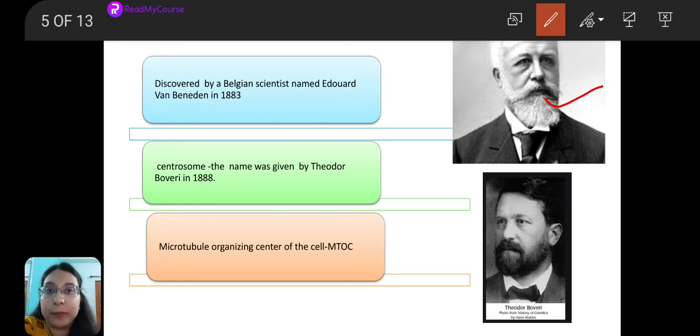The name centrosome was not given by that particular scientist who discovered it. The name was given later by a person who was known as Theodore Boveri. The name centrosome was coined by Theodore Boveri. This is the picture of Theodore Boveri.